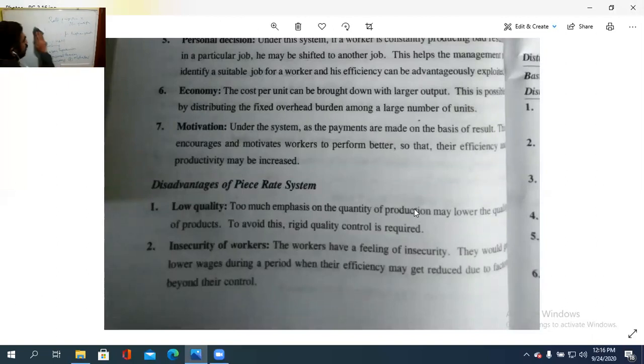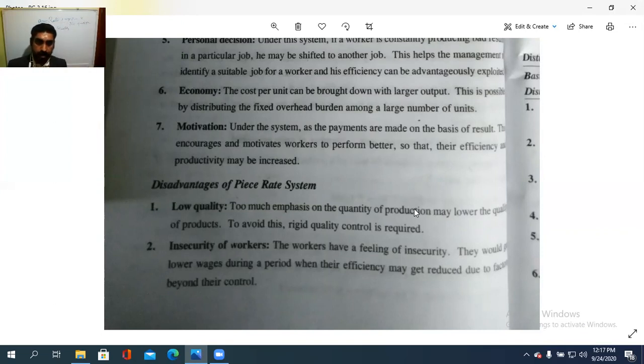Disadvantages are, one is low quality. Low quality, demerits. So, too much emphasis on the quantity of production may lower the quality of the products. അതായത് ഔട്ട്പുട്ടിന് കൂടുതൽ എന്ത് കൊടുക്കുന്നു? ഇമ്പോർട്ടൻസ് കൊടുക്കുന്നു. ടൈം റേറ്റ് സിസ്റ്റത്തിലെ ക്വാളിറ്റിക്കാണ്, ഗുണനിലവാരത്തിനാണ് ഇമ്പോർട്ടൻസ് കൊടുക്കുന്നത്.